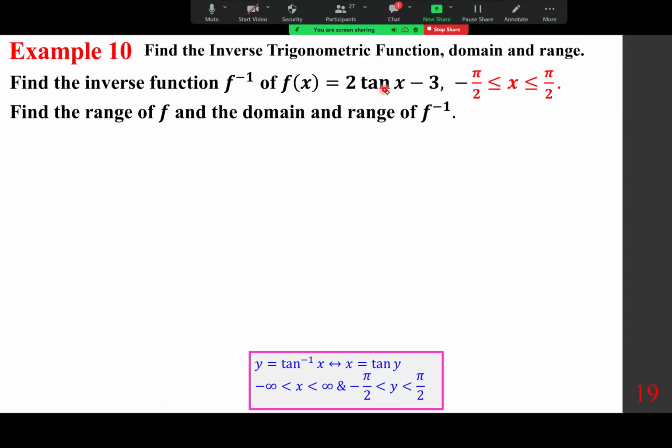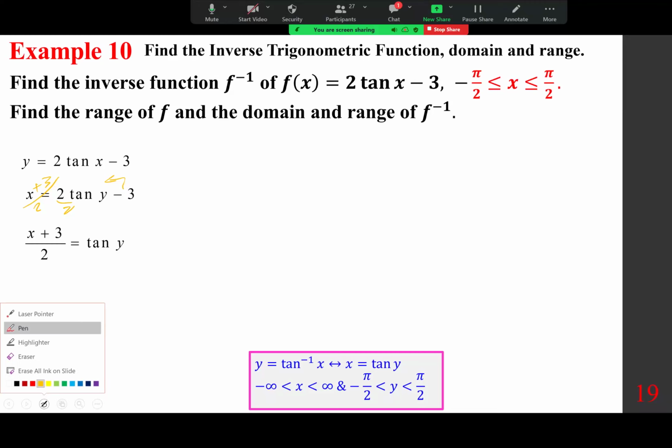Find the inverse of f of x equals 2 tan x minus 3, and the domain is given. We change the f of x to y. Interchange x and y. We're going to move this to the other side, becomes plus 3, and we're going to divide by 2. And we get tan y equals x plus 3 over 2.